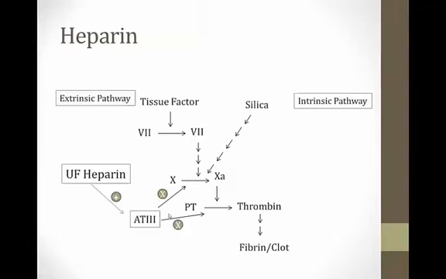So heparin works by activating antithrombin 3, which is a naturally occurring protein in the blood. And antithrombin 3 will go and blunt the formation of 10A from 10. It will also blunt the formation of thrombin from prothrombin. So heparin works indirectly through antithrombin, and it activates that factor's activity.